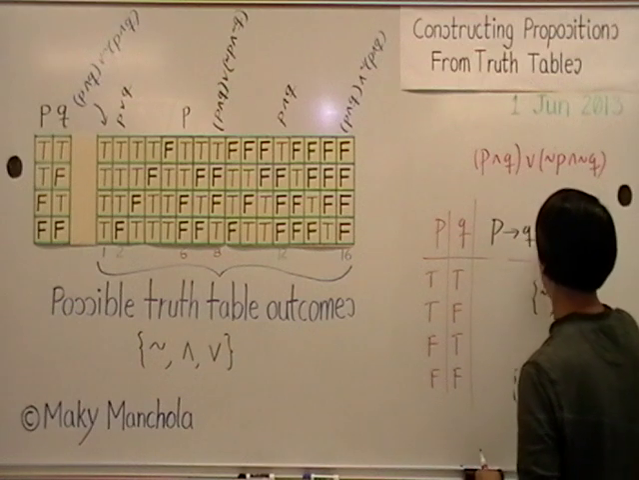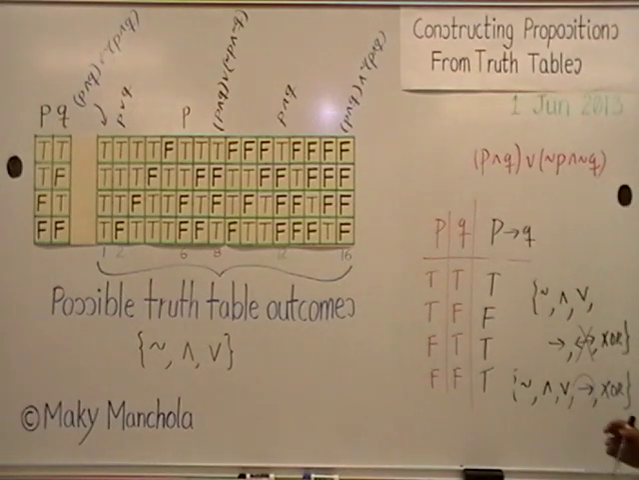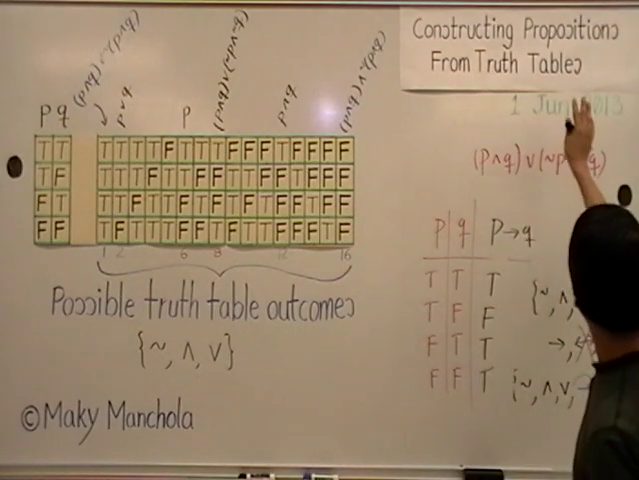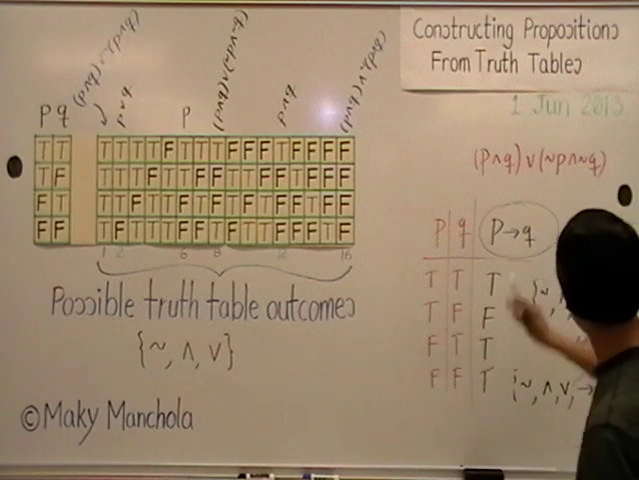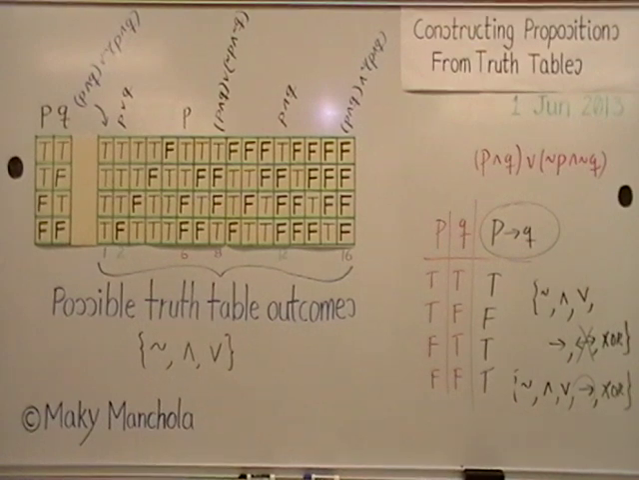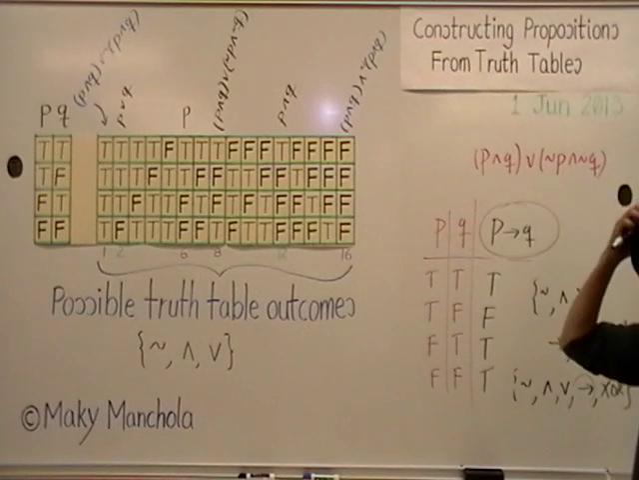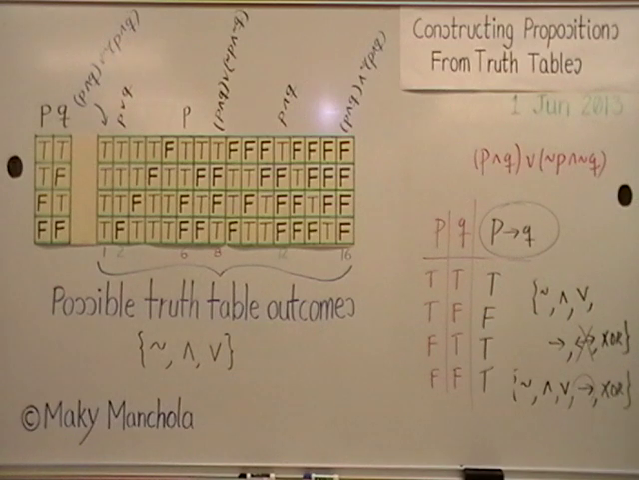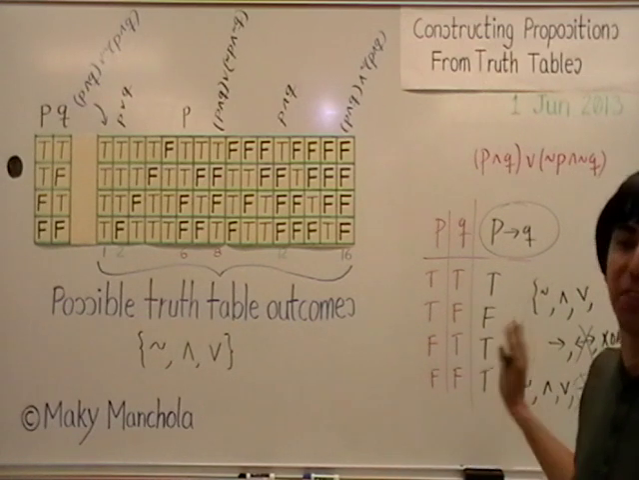P implies Q. True, false, true, true. That's the truth table of the conditional. By applying our technique for constructing propositions from truth tables, the audience will come up with a proposition involving operators out of this set of negation, conjunction, disjunction that produce the same outcome. At that point, you have a way of expressing the conditional in terms of operators coming from the set negation, conjunction, disjunction, thus eliminating the conditional from being an operator that's necessary, or rather making it redundant.